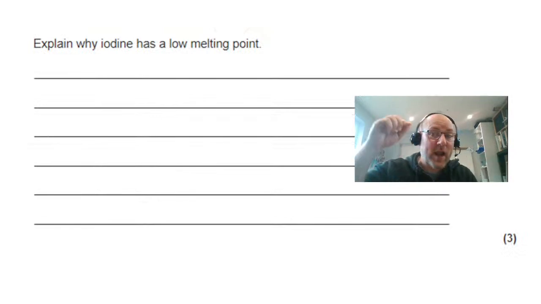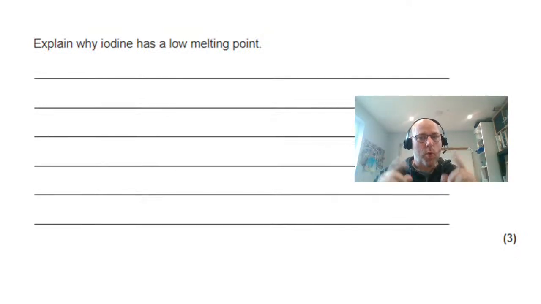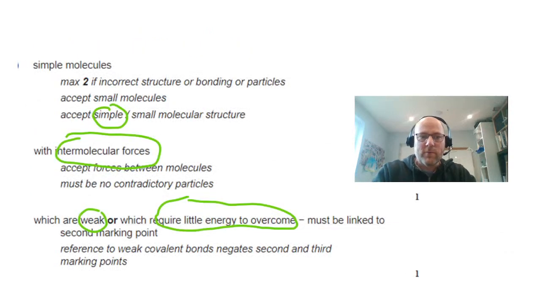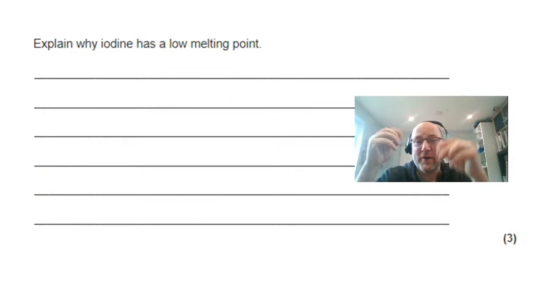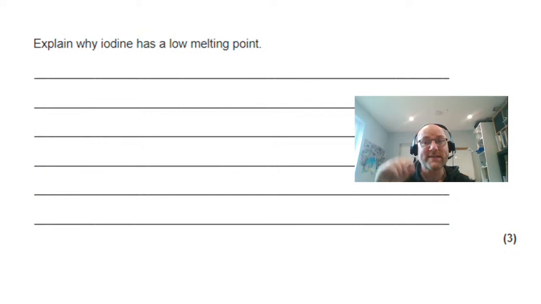Why does iodine have a low melting point? What's the key point? I thought I'd highlighted this. Why does iodine have a low melting point? So the key point here is low melting point. As soon as I see low melting point, I know it's simple structure.